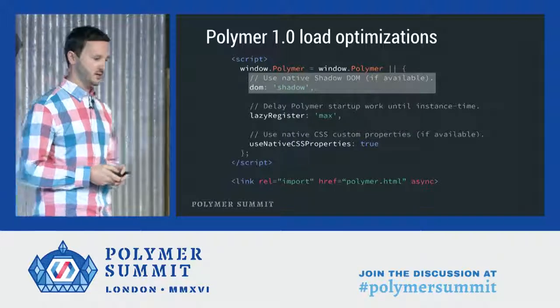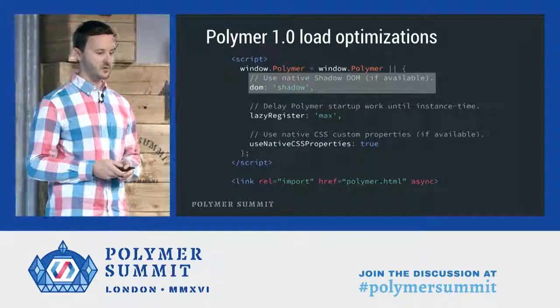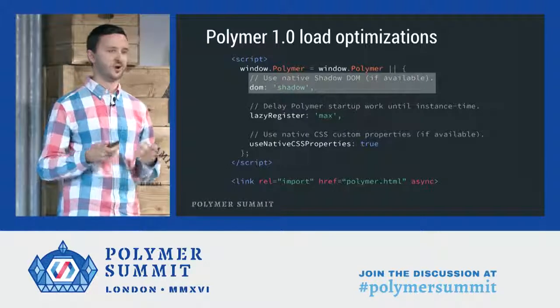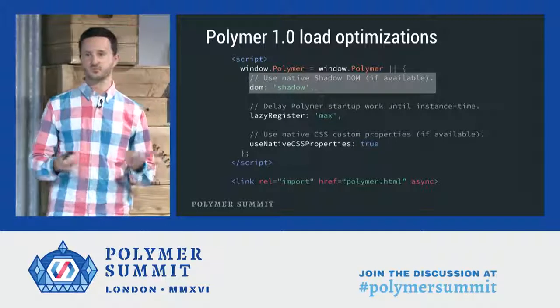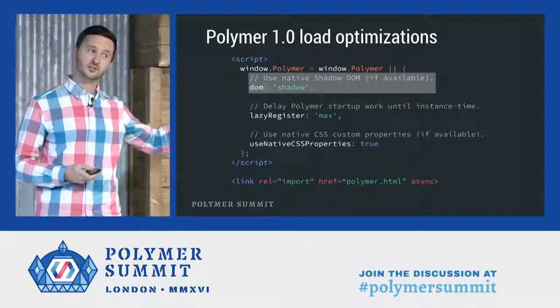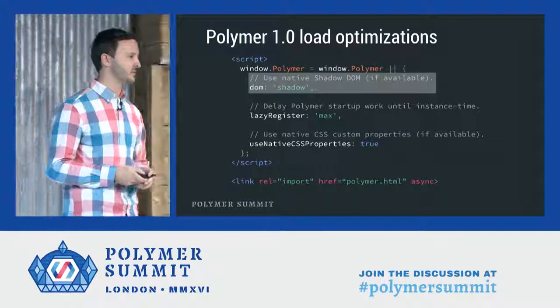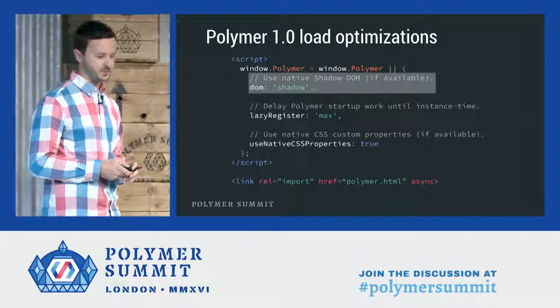And you construct an object, and you can specify certain performance flags. One of those is to use native shadow DOM, right? If you're in a browser that has native shadow DOM, you should opt into that. You get the benefits of style scoping. You get the performance optimizations I talked about that Blink made to the native APIs. And so you can leverage that by using the DOM shadow flag.